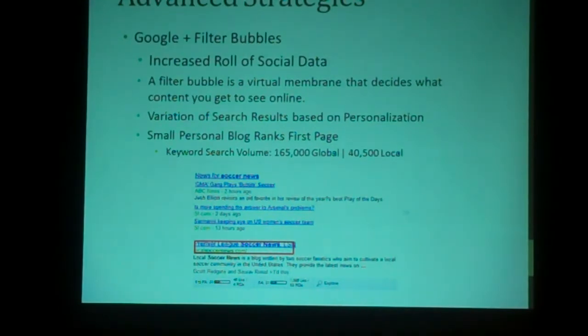So a little bit about what a filter bubble is. It's a virtual membrane that decides what content you get to see online. Basically, Google is taking what it knows about your search history and building personalized search results based off of that. So, for example, if some of my friends on Google Plus +1 something, it's likely to show up in my search results just because they +1'd it.